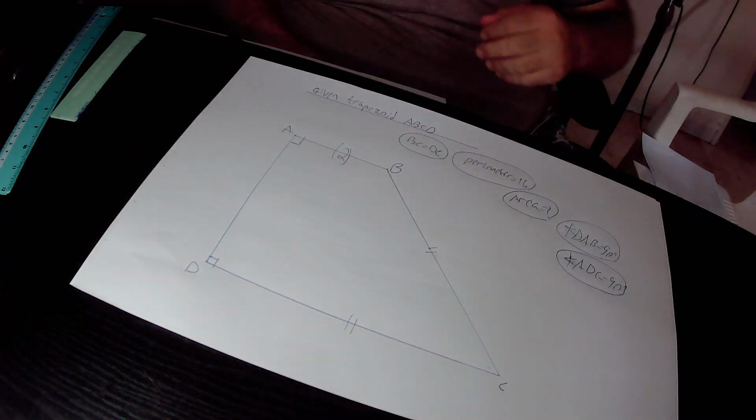Hello, in this lecture we'll answer two questions. On both questions we'll find out the area of a trapezoid. So we'll start with the first question.